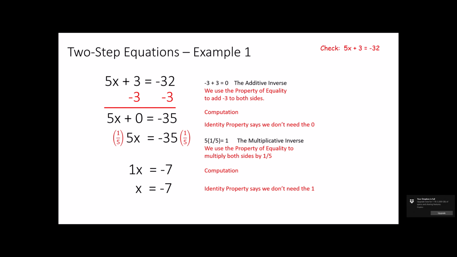Now, I'm not going to spend much time on it, but up here in the corner, I have gone through and done a check. 5x plus 3 equals -32. We rewrite the original problem. Substitute in the -7 we said would work.